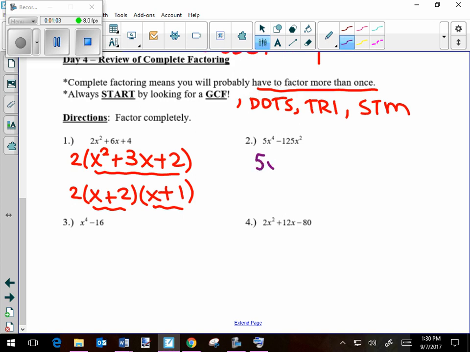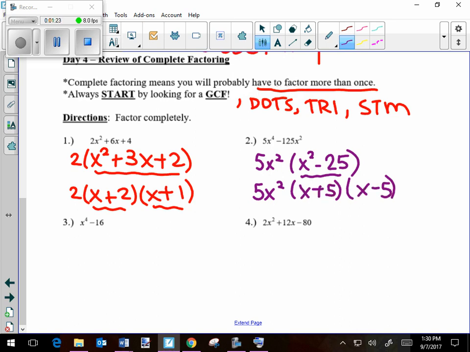When I go on to question 2, again, I'm looking for a GCF. I can take out a 5x squared. Notice both of them have an x squared that you can take out of them, which leaves me x squared minus 25. What's in my parentheses is now DOTS factoring, and I'm going to keep the GCF out front and then factor that with DOTS, x plus 5 and x minus 5.